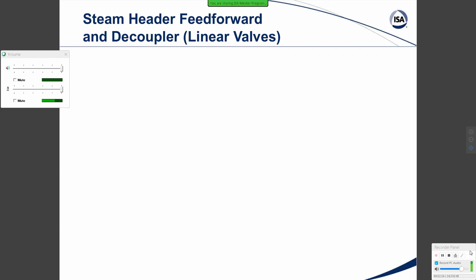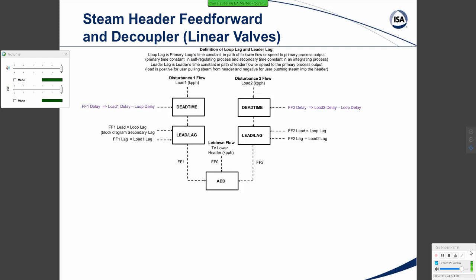Okay, now we had a big application using the virtual plant, a feed forward and decoupler, and we had a lot of disturbances. In fact, we had over 30 disturbances. Here I just showed two. And we had to do dynamic compensation. What we're doing is a feed forward to a letdown valve based on disturbances in terms of either a steam flow generation or steam flow usage changing on the header.